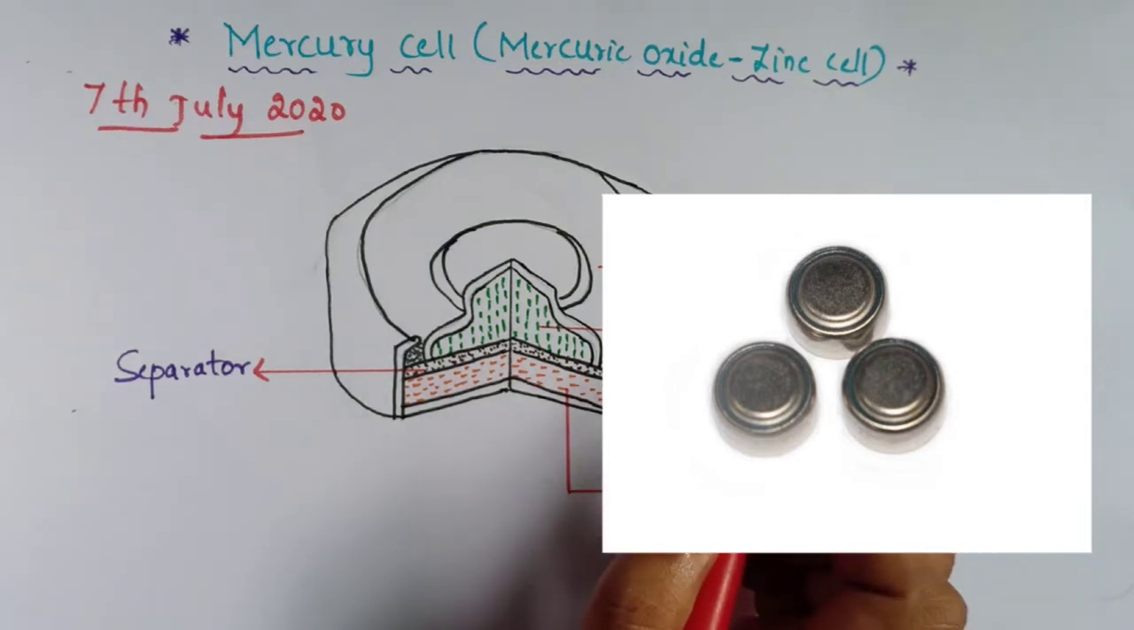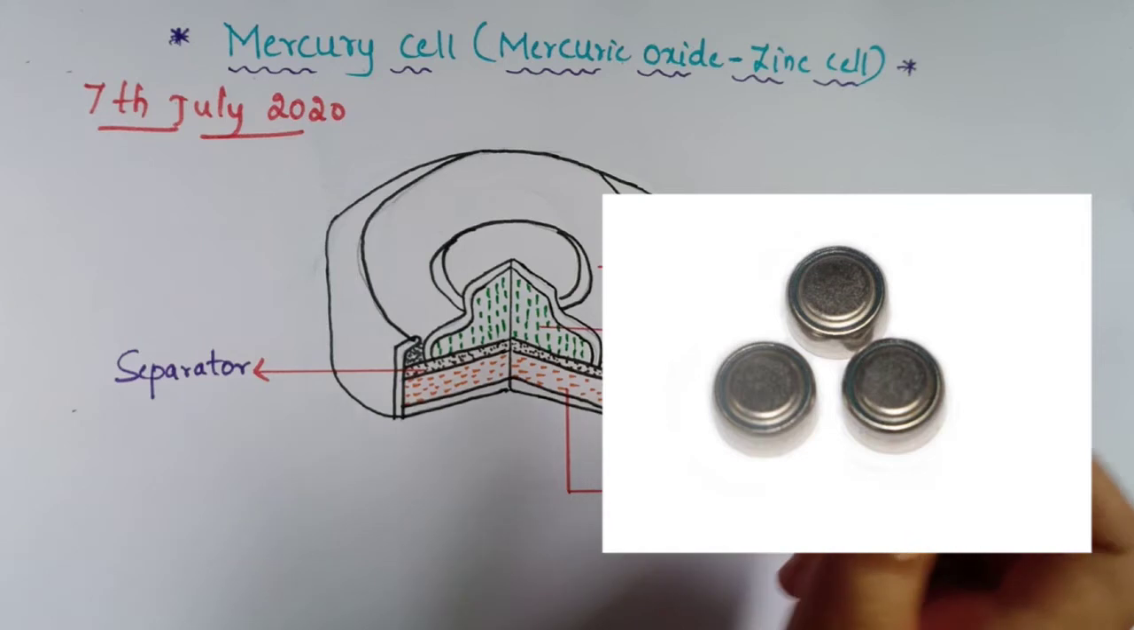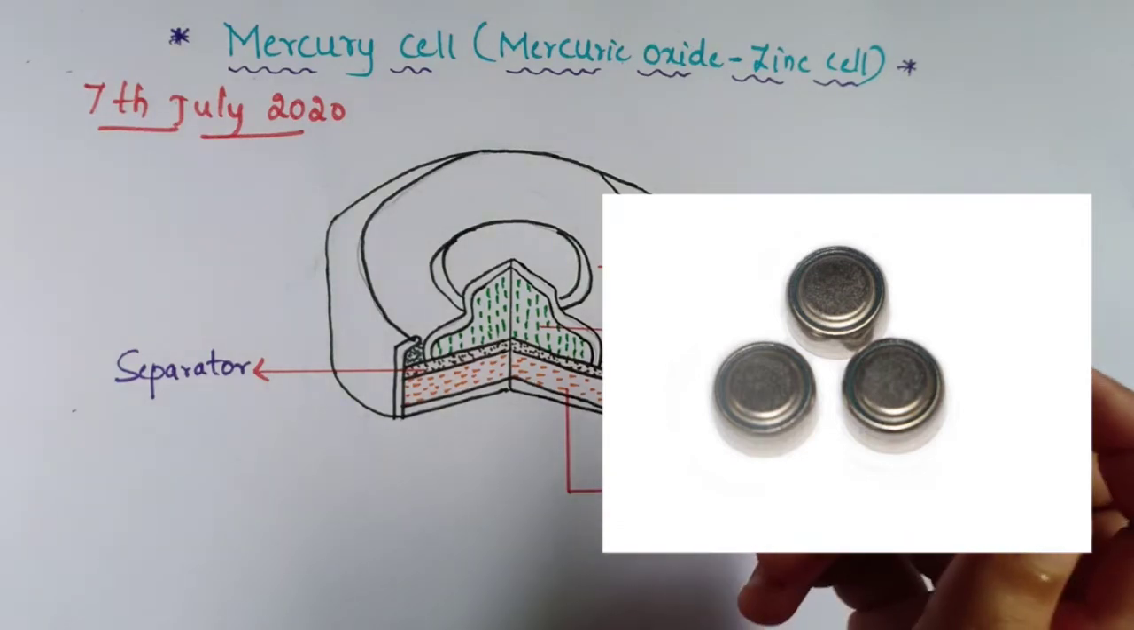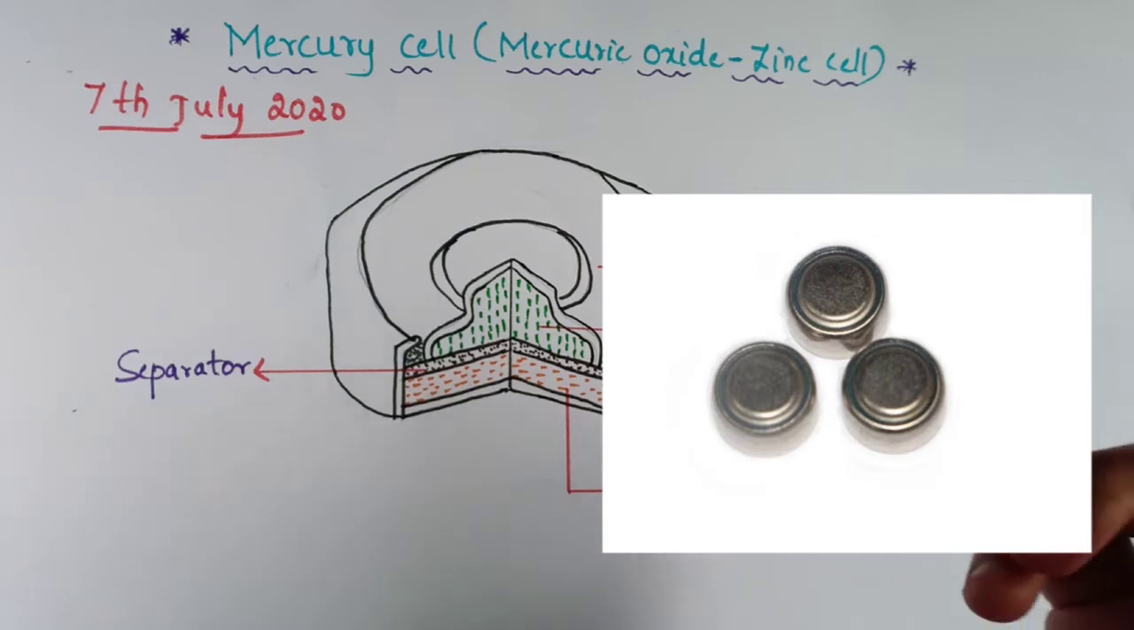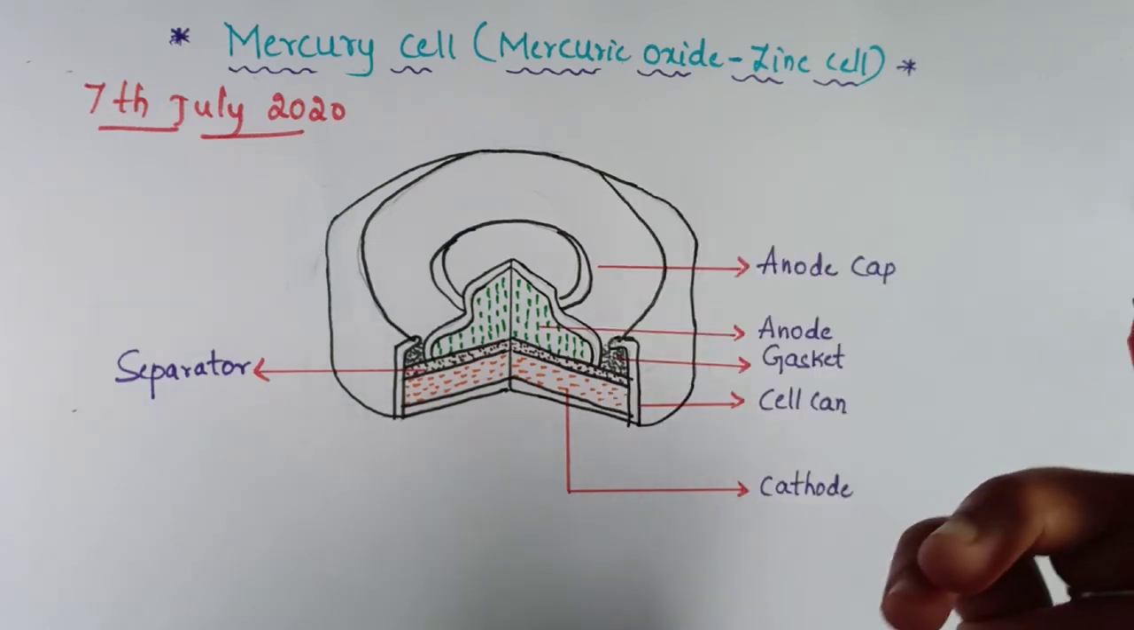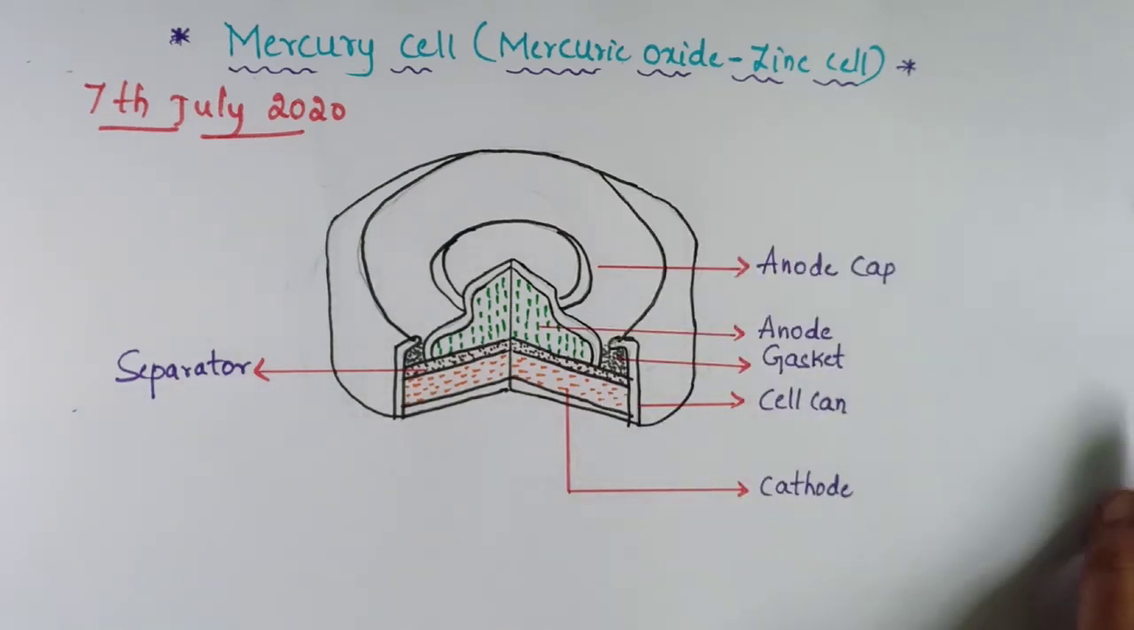Here you can see the image of this mercuric oxide zinc cell. It is used in watches and also in walkie-talkies, hearing aids, electronic watches, like that. First of all, let's see some introduction about this mercuric cell.